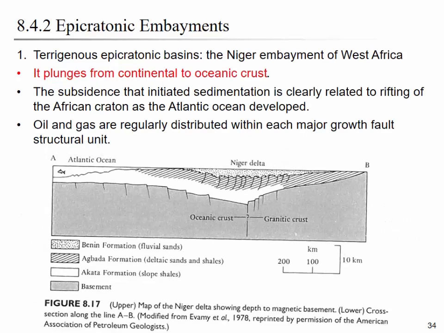And the other example is the Niger embayment of West Africa, and it plunges from continental to oceanic crust. And you can see here is the oceanic crust, the Atlantic Ocean. It's a granitic crust, which goes to continental crust. So it's a several 100 kilometer long basin, and you can see a lot of faults. Major faults have been developed, and along the faults, right, you may have fault-related traps and seals. The oil and gas are regularly distributed within each major growth fault.